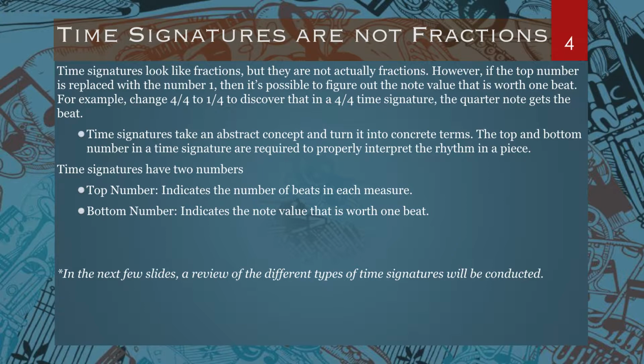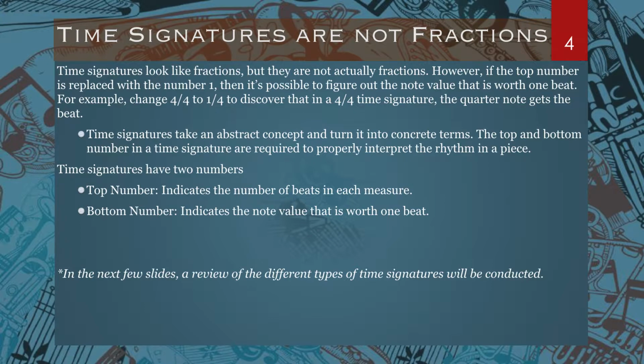It's important to note that time signatures may look like fractions, but they're not actually fractions. If the top number is replaced with the number 1, though, it's possible to figure out the note value that is worth 1 beat. For example, if you change 4/4 to 1/4, you discover that in a 4/4 time signature, the quarter note is worth 1 beat. So that's a little trick you can use.